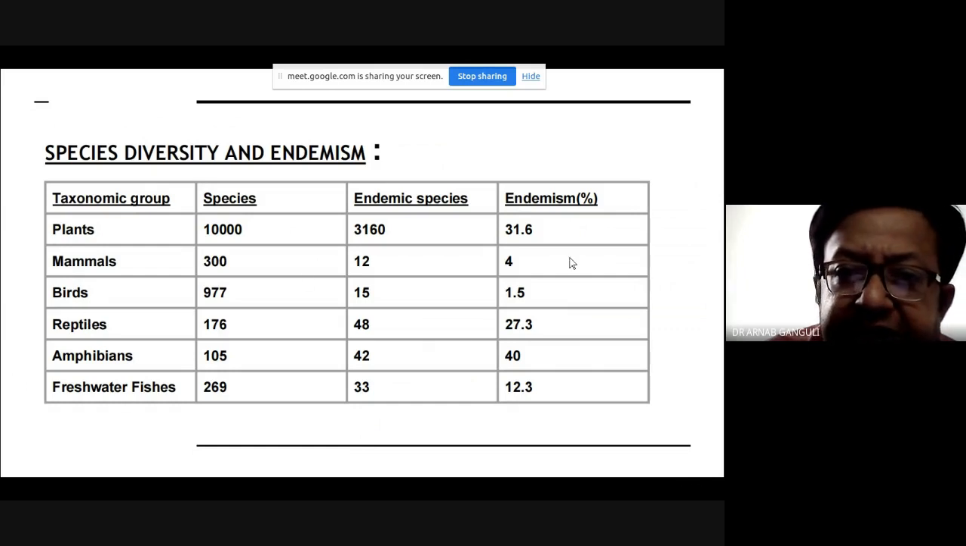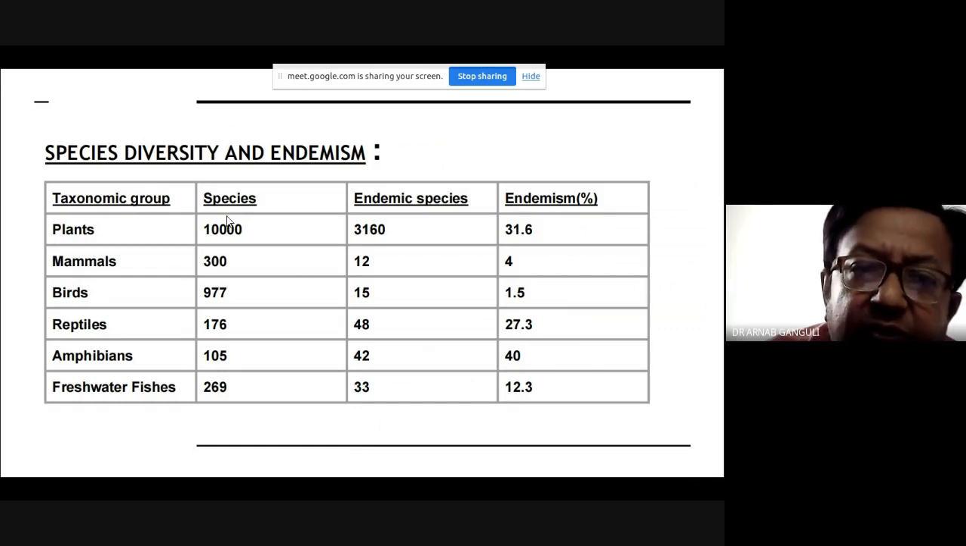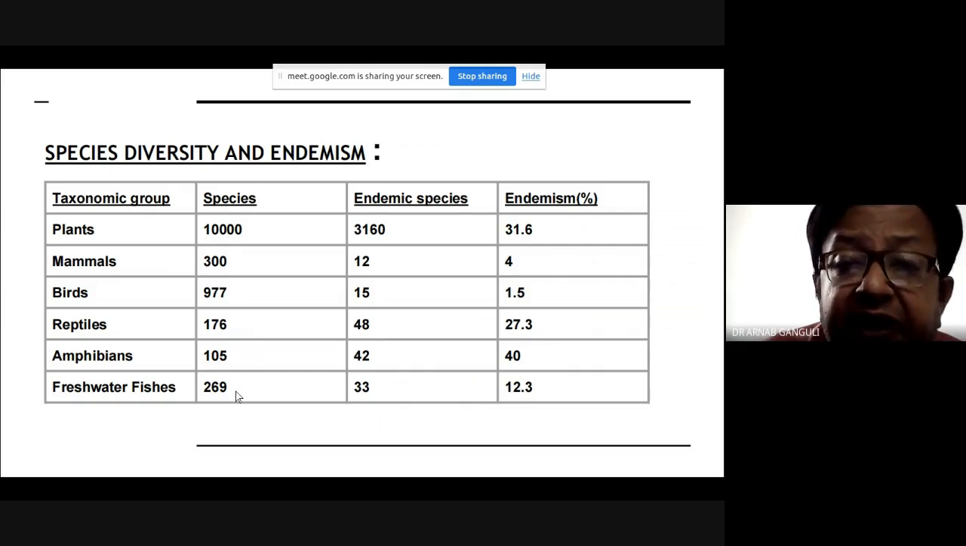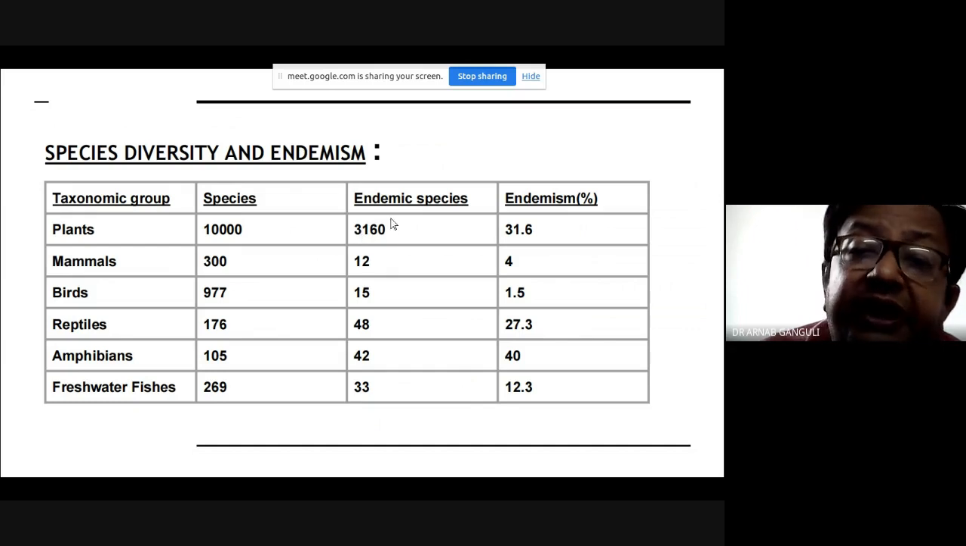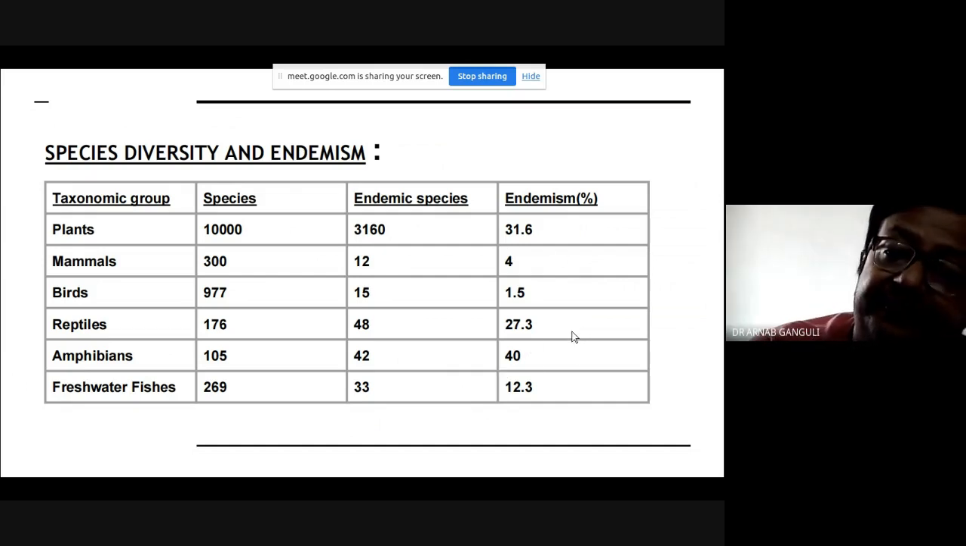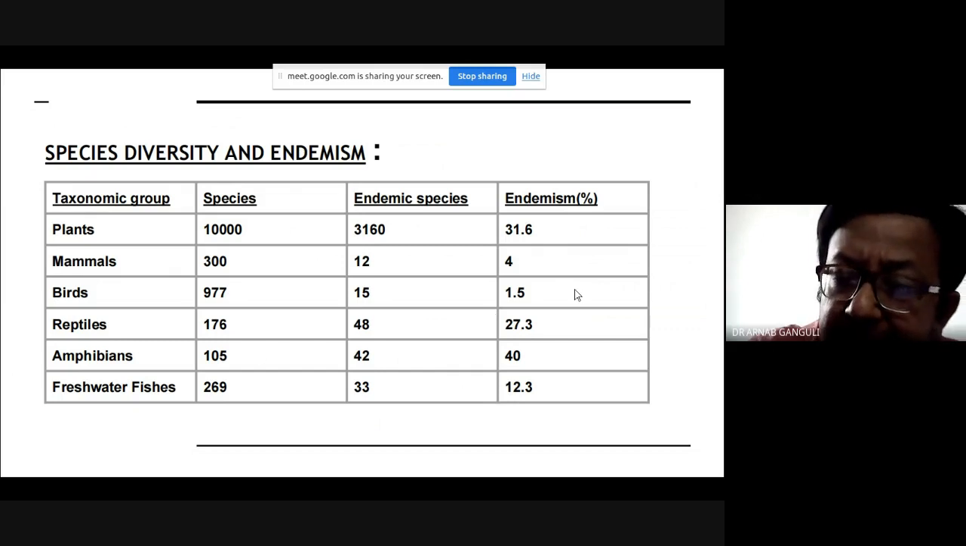So this is the species diversity. Plants 1,000 species, 300 mammals, 977 birds, you have 176 reptiles, 105 amphibians, 269 freshwater species. This many species are there, and endemic means from there itself: 3160 endemic plant species, 12 mammals, 15 birds, 48 reptiles, 42 amphibians, 33 freshwater fishes. This is calculated in percentage. You have to learn this. Numbers are very important.